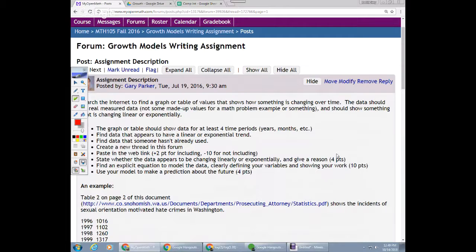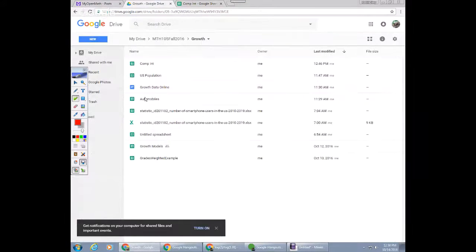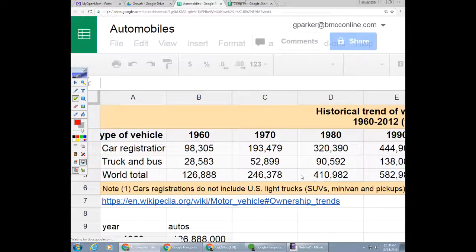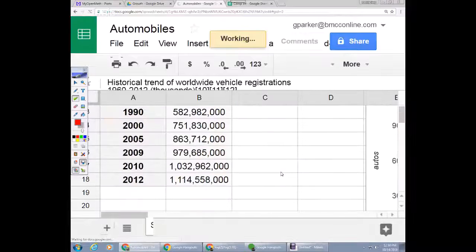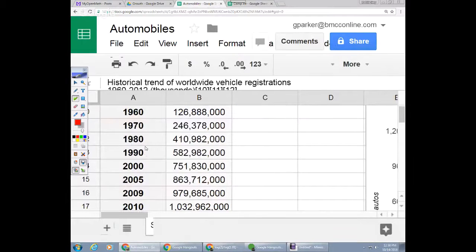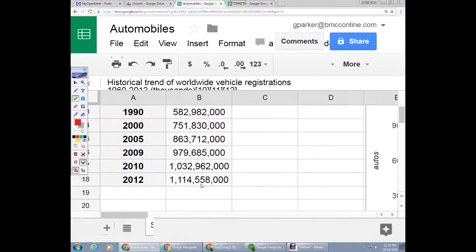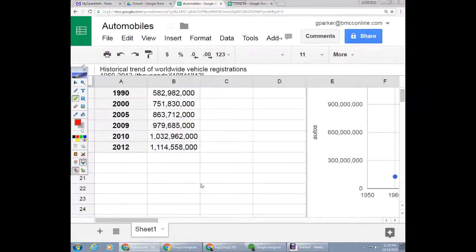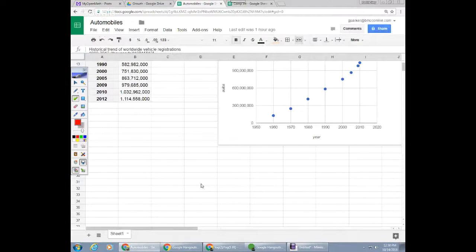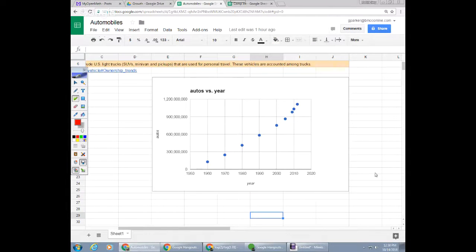So I was thinking, well, how many automobiles have we had in the world over time? And I looked that one up, and I found some data on that one. This is pretty cool. Automobiles. And I found data 1960, 1970, 1980, right up through 2012. Let's reduce this down. And then I graphed it. So here is my graph of the car data.